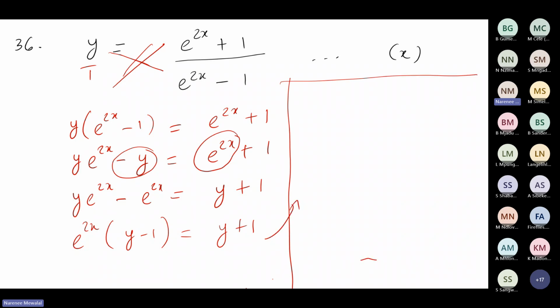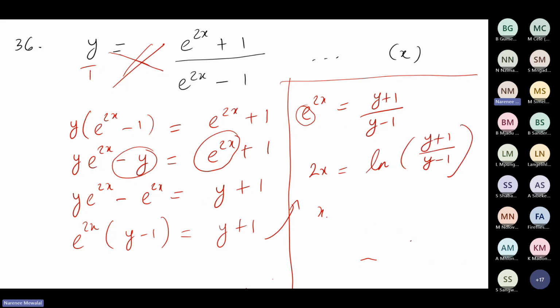And so you're going to get e to the 2x is equal to (y plus 1) over (y minus 1). Now you need to get rid of this e here, so we introduce the ln on the opposite side. So you'll get 2x is equal to ln of (y plus 1) over (y minus 1). And x is equal to half ln of (y plus 1) over (y minus 1).